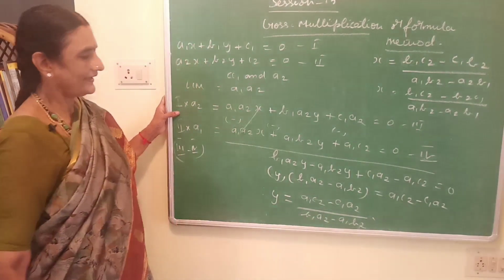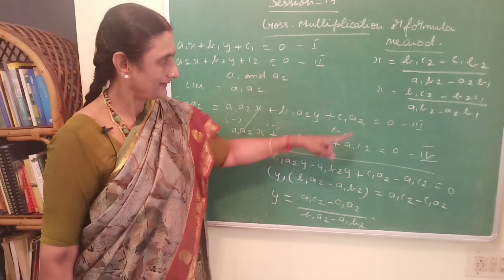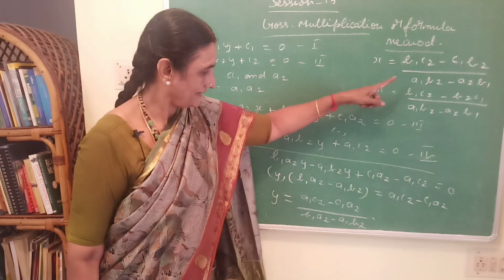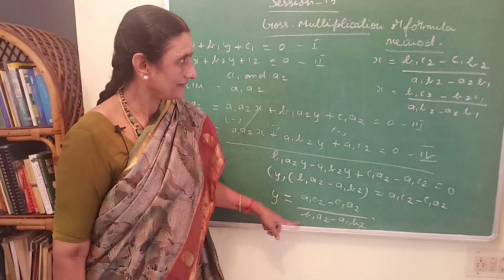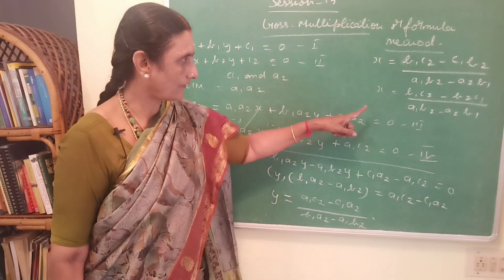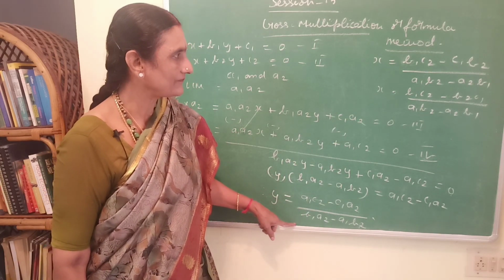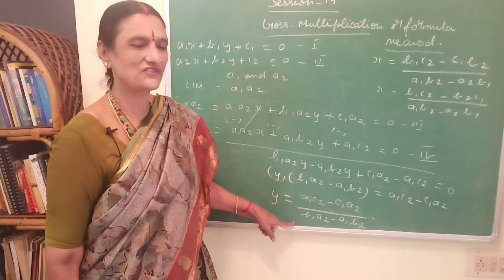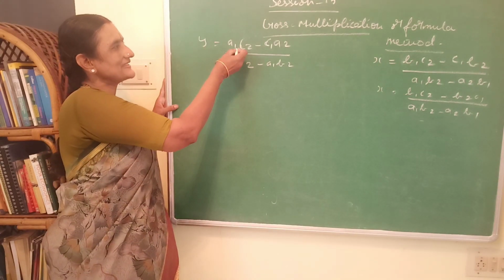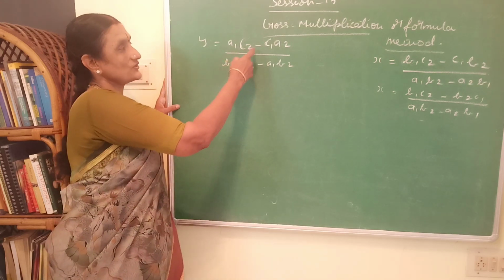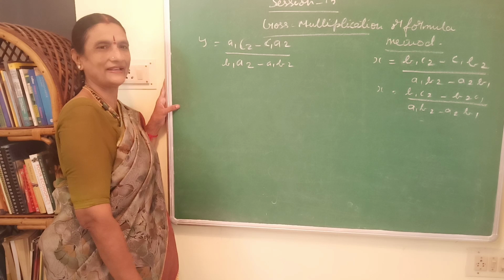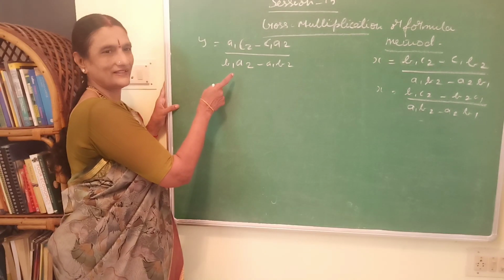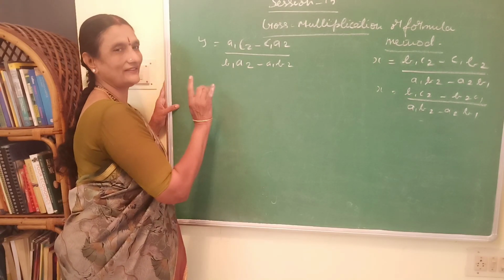Are you understanding? Now you look at both the denominators. The denominator here is B1 A2 minus A1 B2. The same terms we have got for both the denominators, but there is a negative sign introduced. Is it clear? We will try to solve that. Now, if you look at the denominators of that X and this Y, there is a change only in the signs.